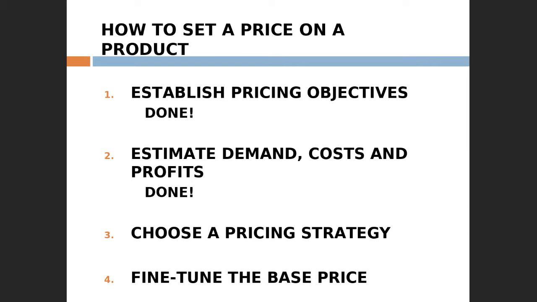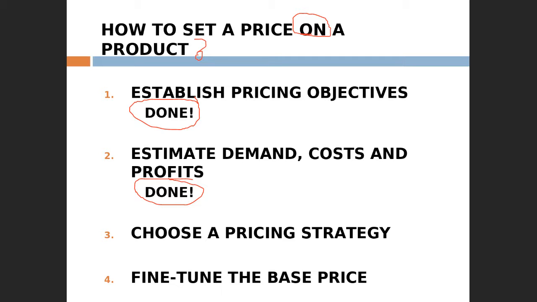Now we'll put the manager's hat on and ask the question: how to set a price for a product? Well, you need to do 4 things. Establish pricing objectives, and we are done with this. We talked about pricing objectives. So you choose your pricing objective. We also need to estimate demand, costs, and profits, and we are done with this to some extent, as far as we can go in a marketing class like this. We just talked about demand, profit, margin analysis, all those kinds of things.